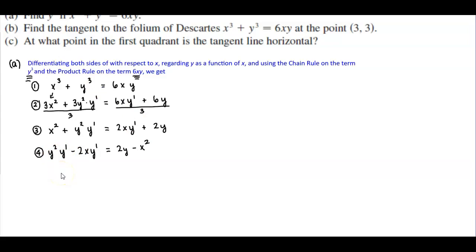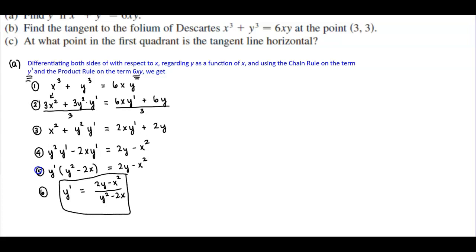So now on the left side of the equation, our goal is to solve for y prime. If we factor out y prime, then what's left is y squared minus 2x, and that's equal to 2y minus x squared. Now to solve for y prime, we divide both sides by y squared minus 2x. So y prime, or the derivative, is 2y minus x squared divided by y squared minus 2x. So there is the derivative.